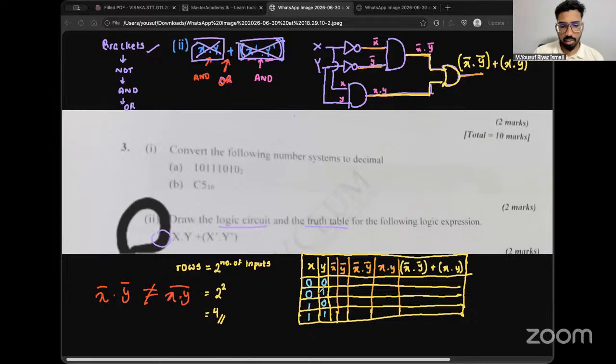Okay, so I start filling the inputs here. Now, X dash means opposite of X. So when X is 0, X dash is 1. X is 0, X dash is 1. X is 1, X dash is 0. X is 1, X dash is 0. Just write the opposite. Same thing for Y dash. Y dash is opposite of Y. When Y is 0, Y dash is 1. Y is 1, it's 0. So just keep on writing the opposite here. Up to here, is it clear?